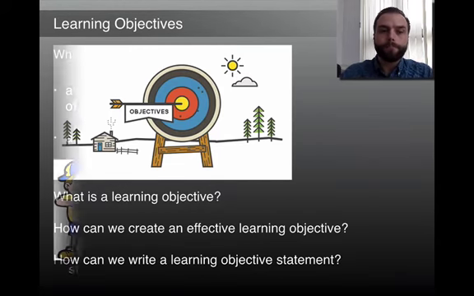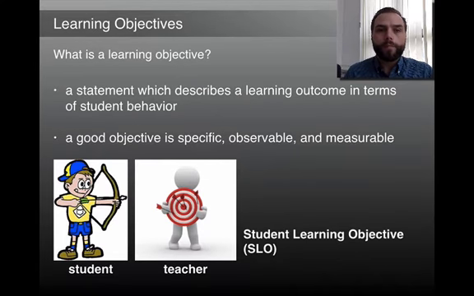Okay, let's get started. So what is a learning objective? Well, it is a statement which describes a learning outcome in terms of student behavior. A good objective is specific, observable, and measurable.